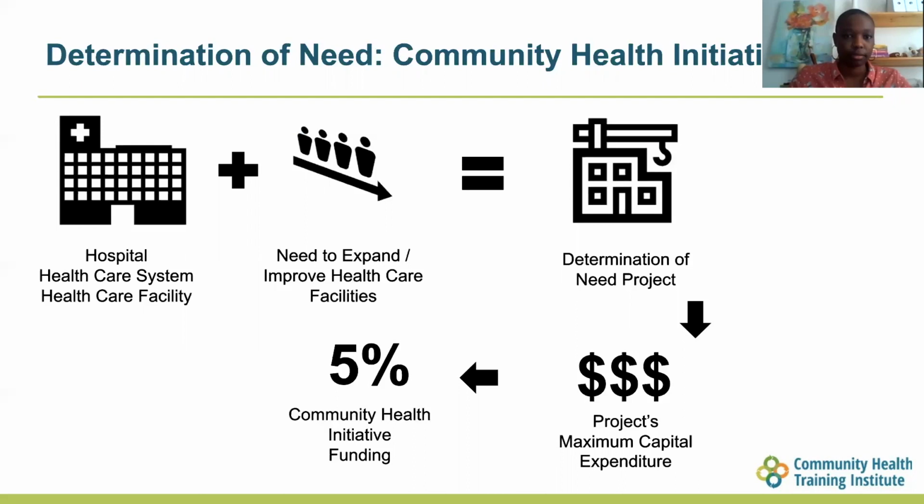That project has a total cost, the maximum capital expenditure, or MCE. 5% of that MCE becomes new money that needs to be invested in a community. This can result in a relatively small amount of money, such as 5% of a new PET or CT service, or very large amounts of money, as with 5% of a $1 billion capital building project. Massachusetts has had this contribution as part of the Determination of Need program since the mid-1990s.